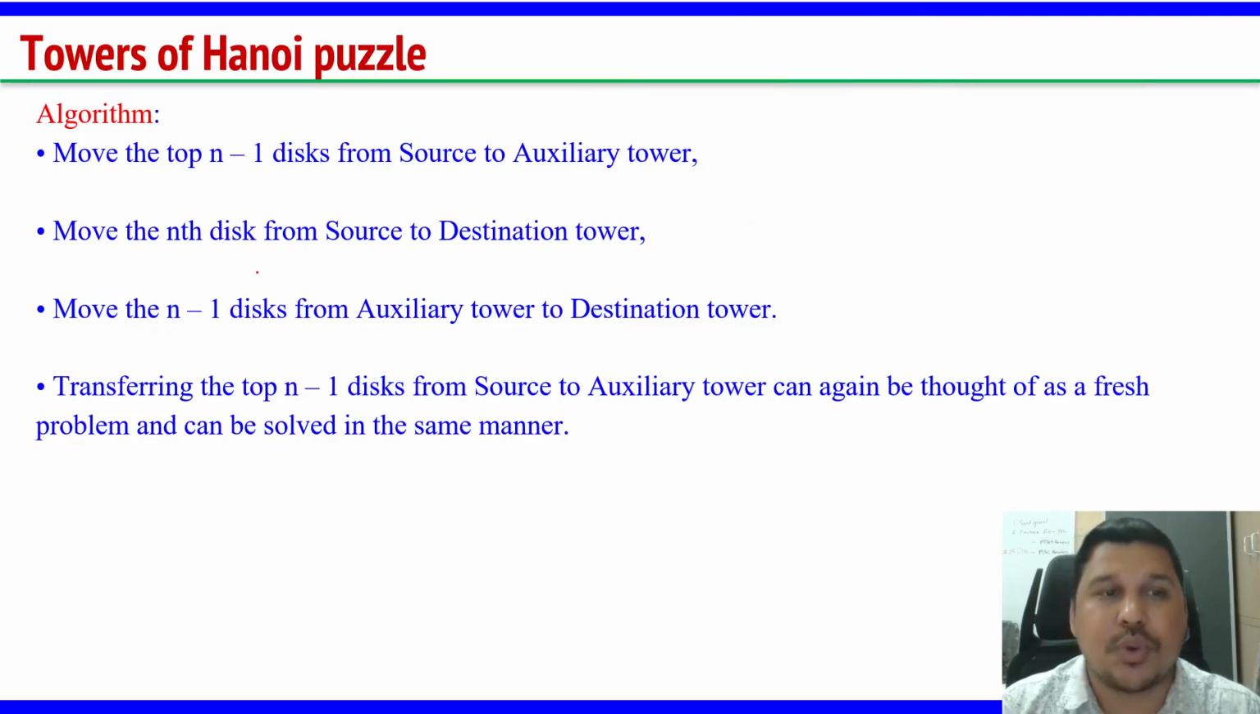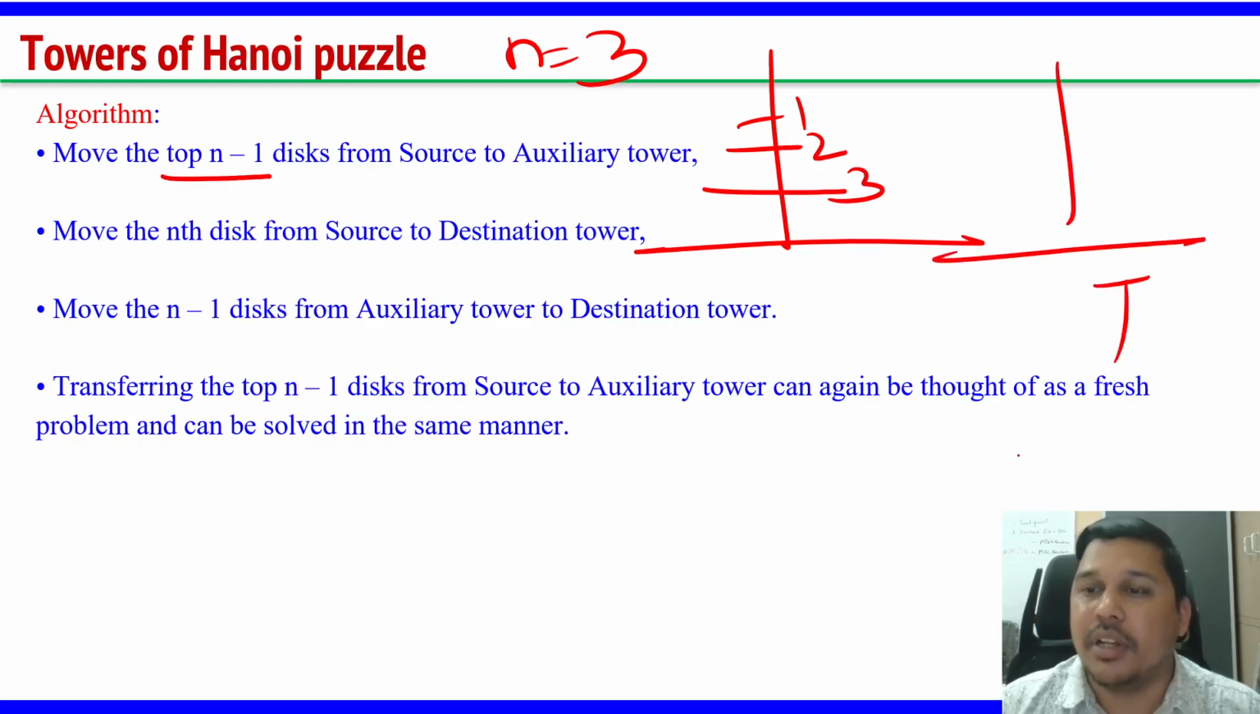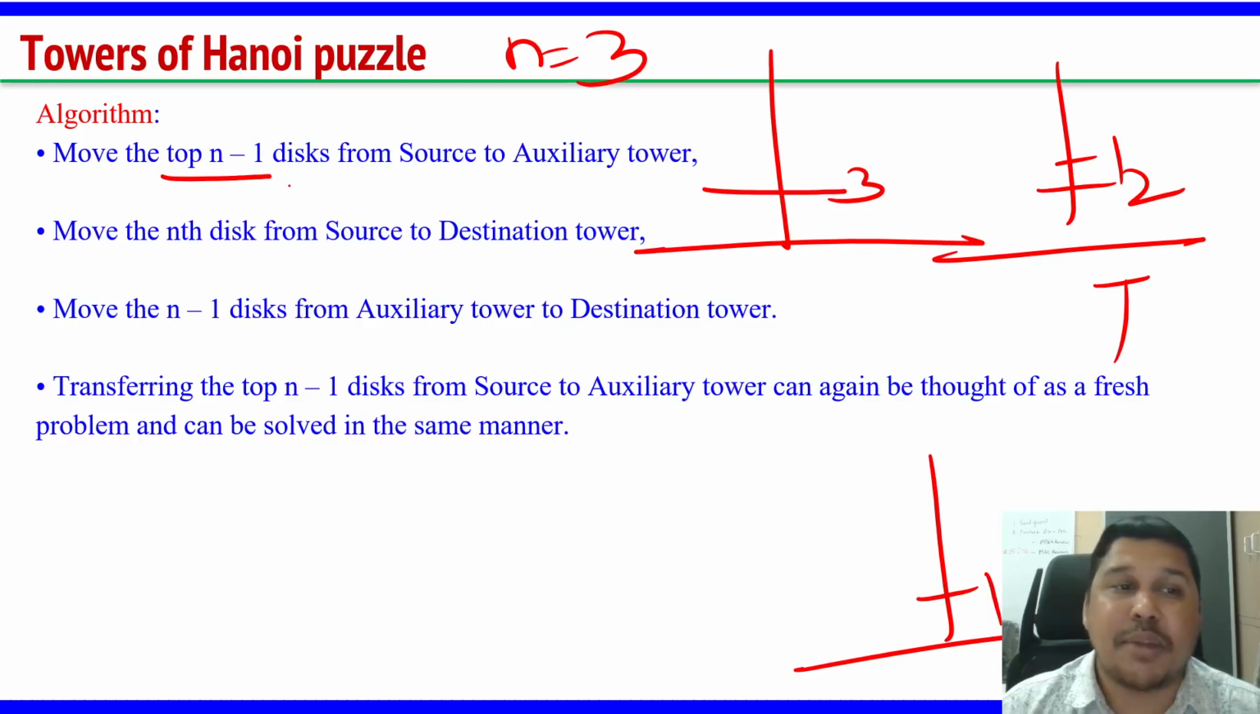Right. So first n minus 1, let us take n is equal to 3. What is our goal? Our goal here is 3, then 2, then 1. This is my temp and this is my destination. After certain steps, what I am trying to do is take this 1 here, then bring this 2 here, then bring back this 1 here. 3 steps. See, n minus 1 means 2. Move top 2 disks from source to temporary.